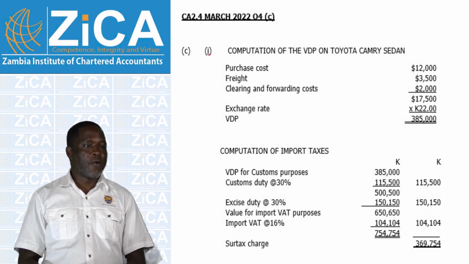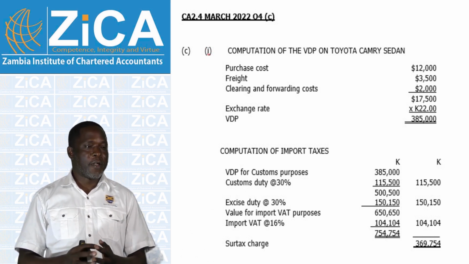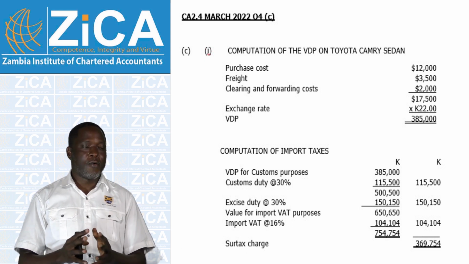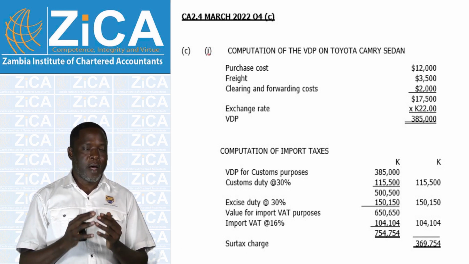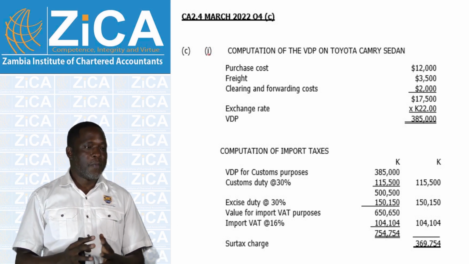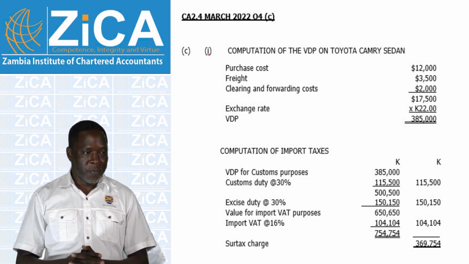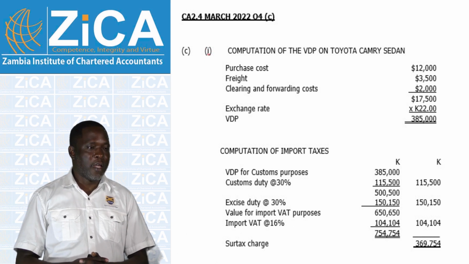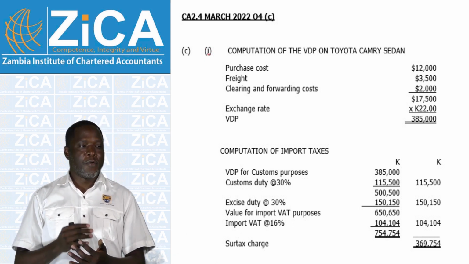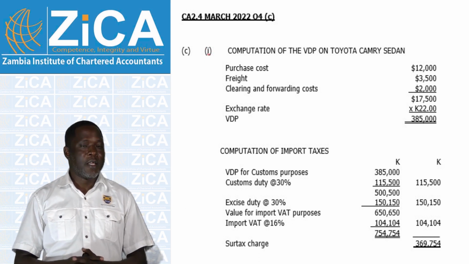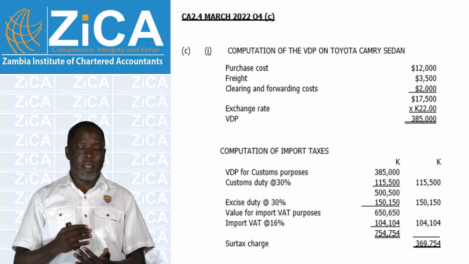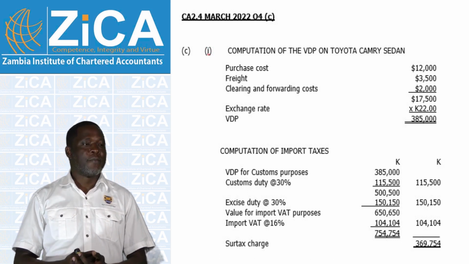$17,500. Like we mentioned earlier on, to convert the foreign currency into Zambian kwacha, you always use the rate approved by the Commissioner General of the ZRA. In the context of this question, we were told that the appropriate rate to use was 22 kwacha per US dollar, so when we multiply the 22 by the 17.5, the VDP for customs duty purposes in Zambian kwacha is 385,000. Once you have computed the VDP for customs purposes, the next step is to determine the import taxes arising. So the first import tax we assess is the customs duty.